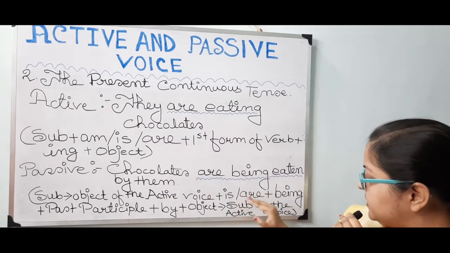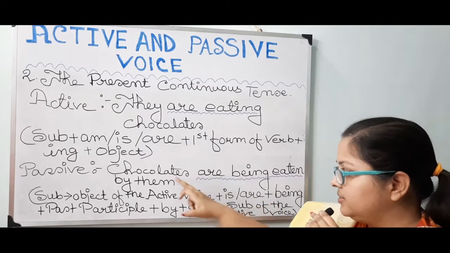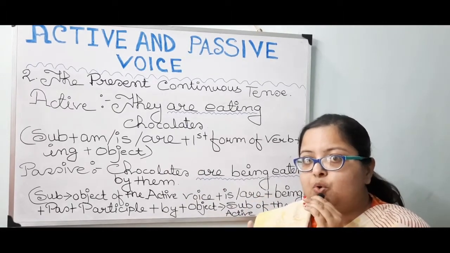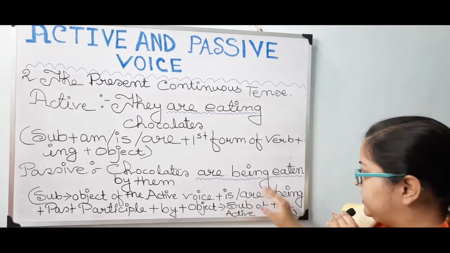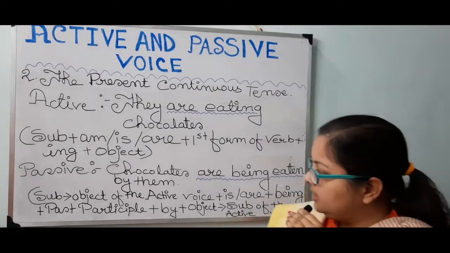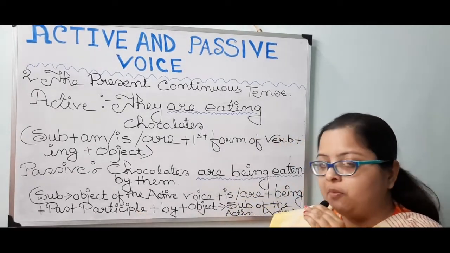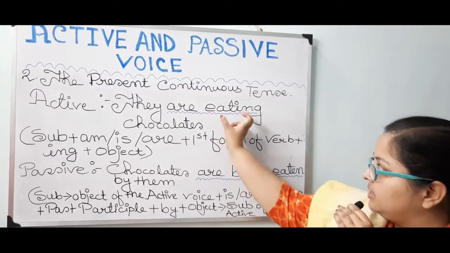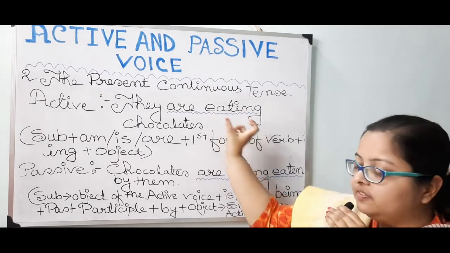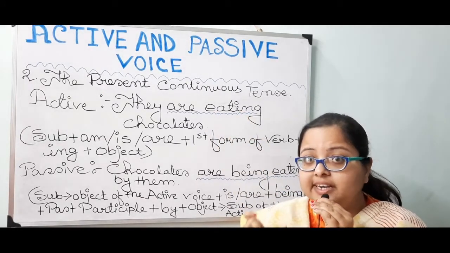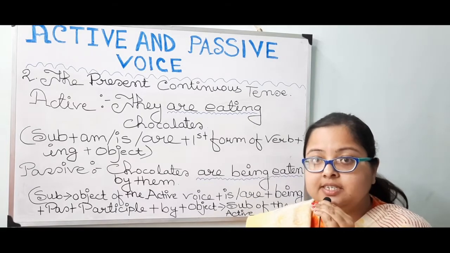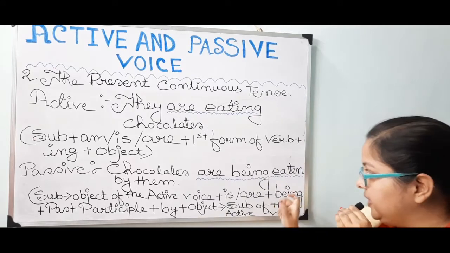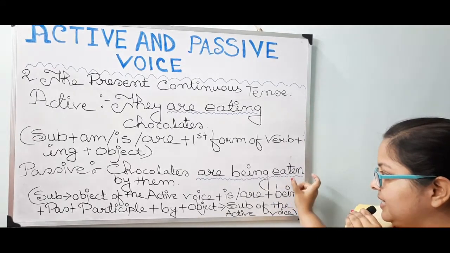Then is or are. We have to use are since the word chocolates is revealing plural number. Next, being. Then the past participle form of the verb, or the third form of the verb. So eat, the first form of the verb, is turning to its third form. Eat, ate, eaten. So over here we have to use the third form, that is eaten.